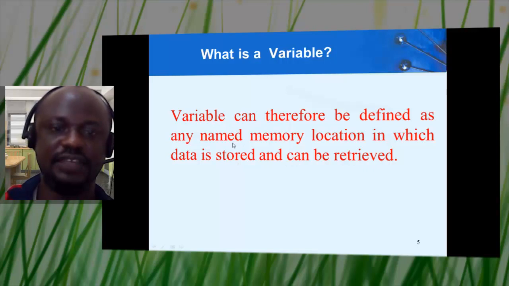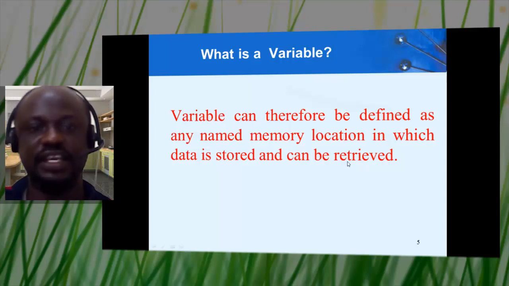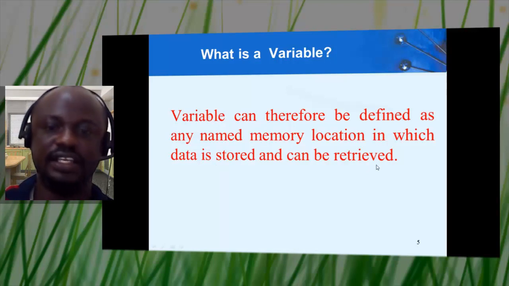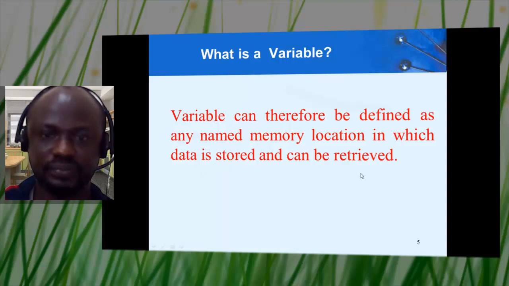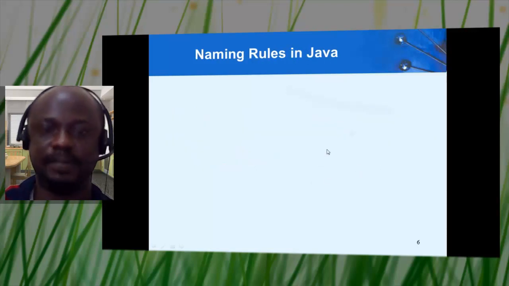When you look at the definition of a variable, there are some keywords. A variable is supposed to have a name, it should be able to store data, and at the same time, if you want to retrieve the data, you should be able to retrieve it. So these are the key components in the definition: a named memory location, able to store data, and able to retrieve the data. Now let us look at the naming rules in Java.